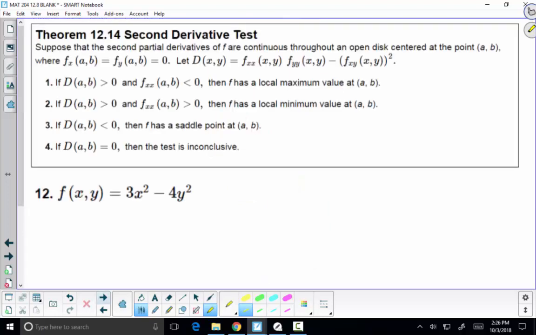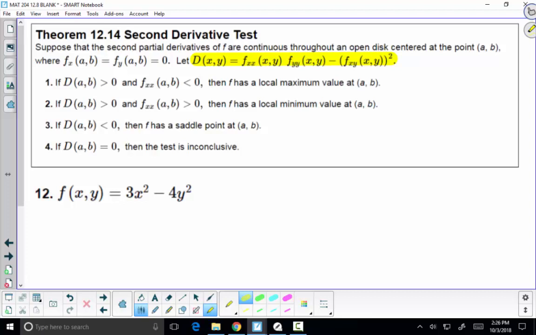So here's our test. It's way easier than it looks. We have to find this D. That's going to discriminate our critical points. That D value will tell us whether we have a max, a min, or a saddle point. So we figure out f sub xx, f sub yy, f sub xy, plug it in, get D, and then we have all this stuff that we have to decide.